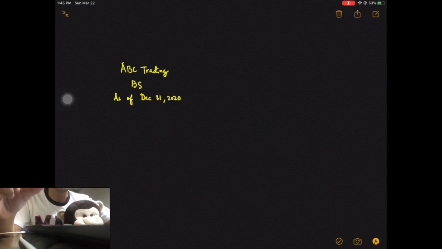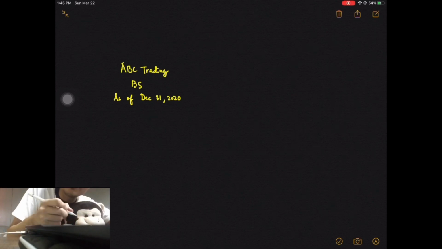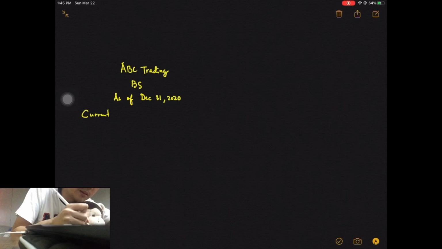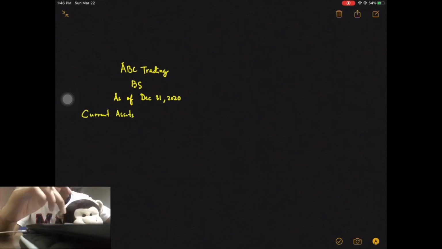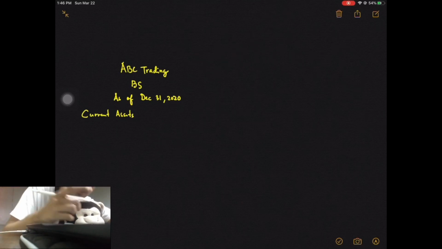So that's your heading. And then of course, your balance sheet will be following the accounting equation format. So we'll do it downwards, starting with assets. We'll start first with your current assets. So the very first note that you will prepare under current asset is what we call cash and cash equivalents.